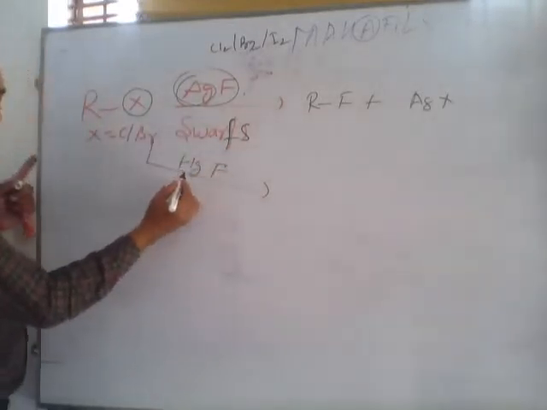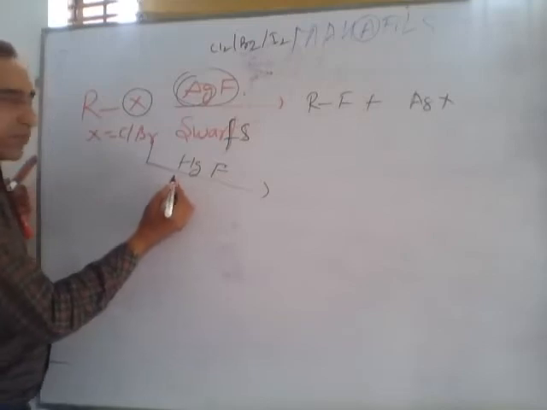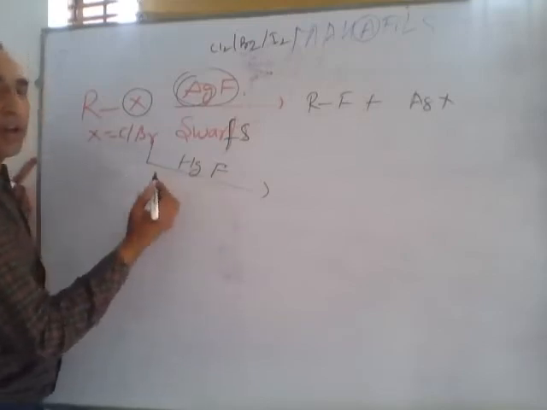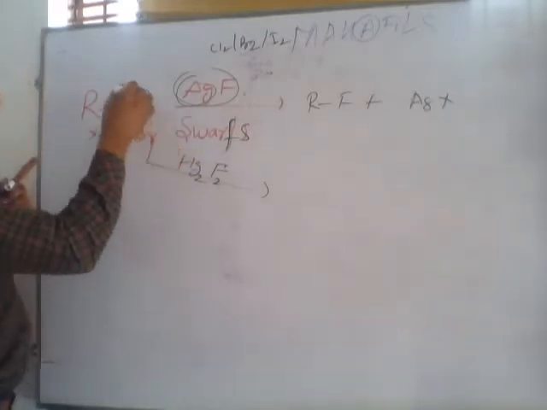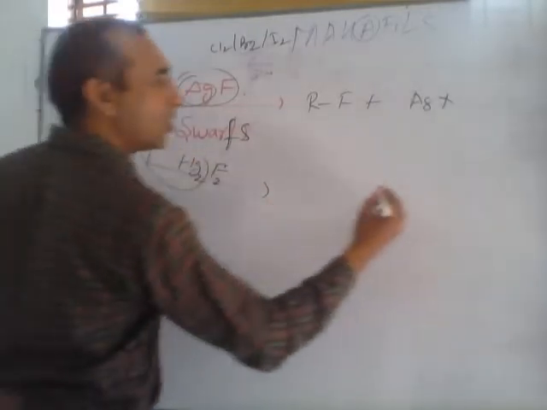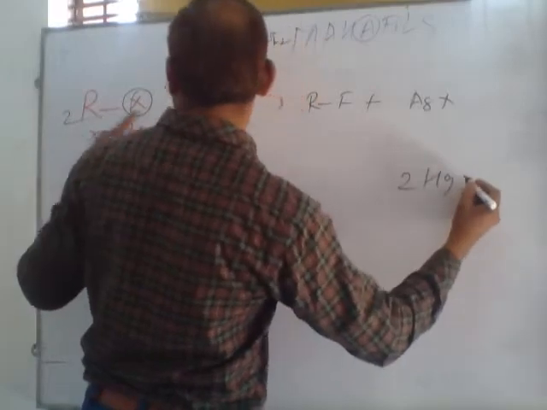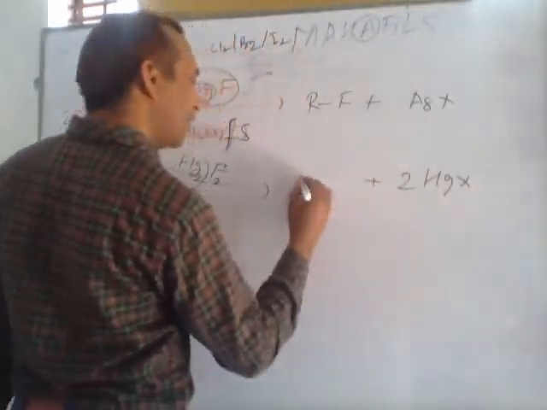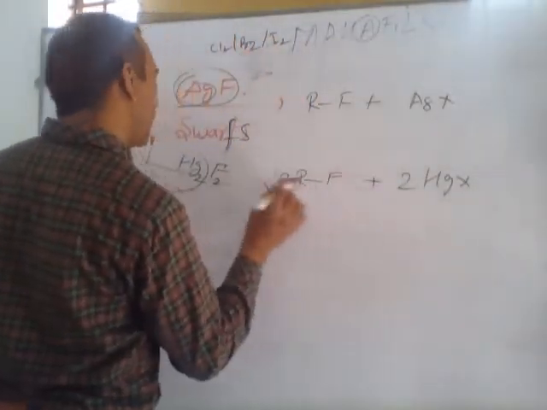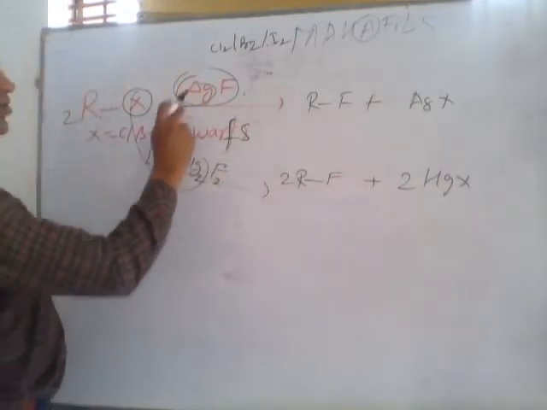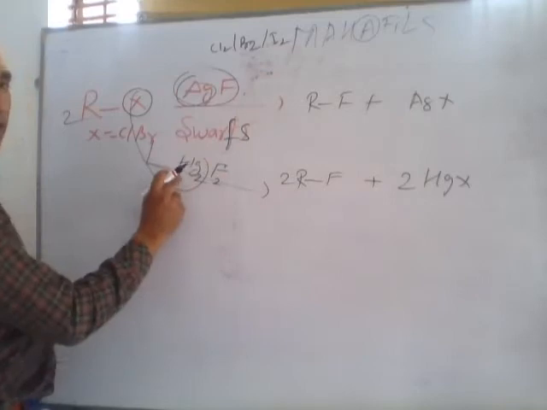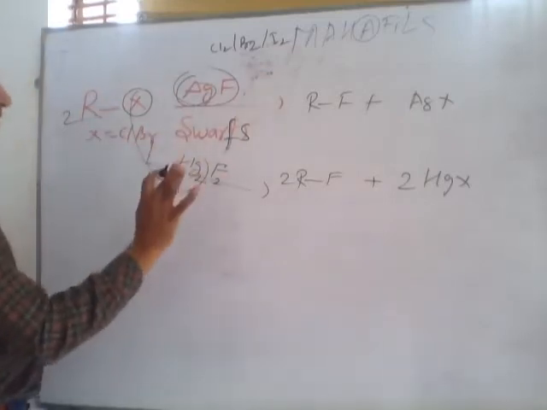This is called mercurous fluoride, and it exists in a dimer form. After the reaction, Hg2X2 and RF will form. This reaction is also called the Swarts reaction. In the Swarts reaction, we use silver fluoride or mercurous fluoride.